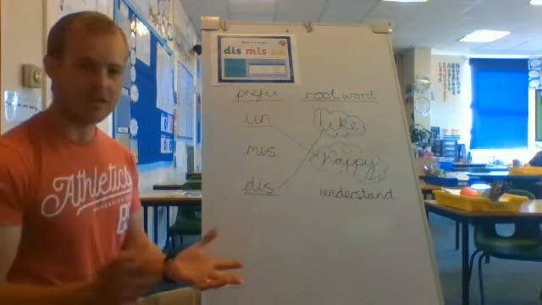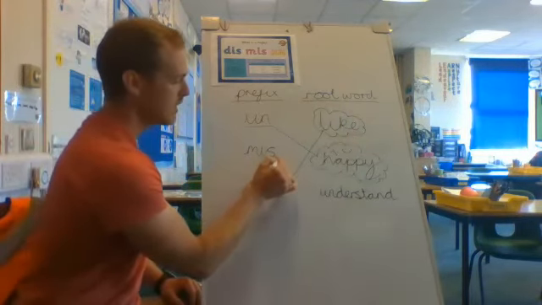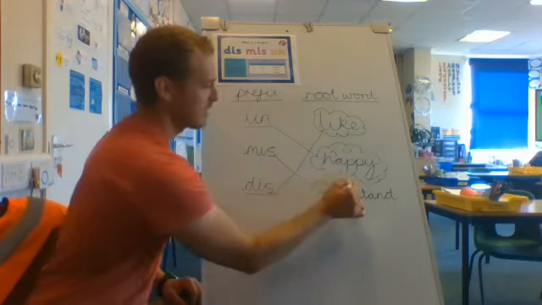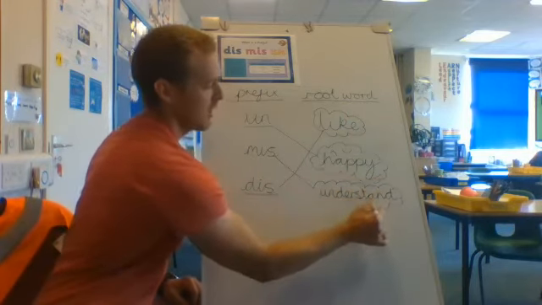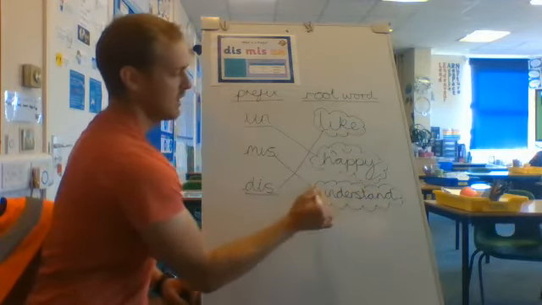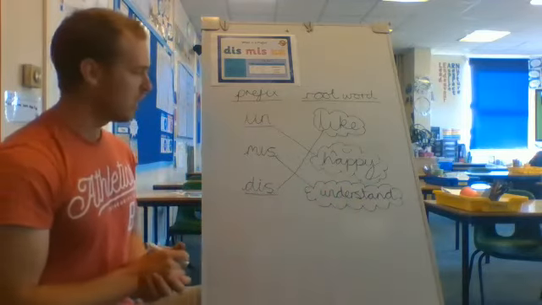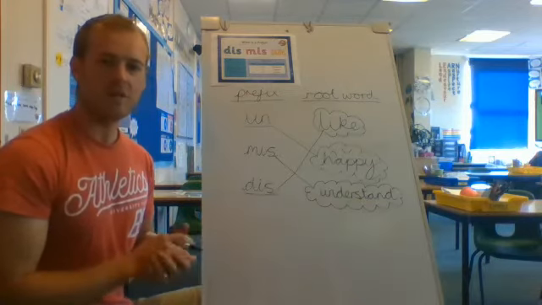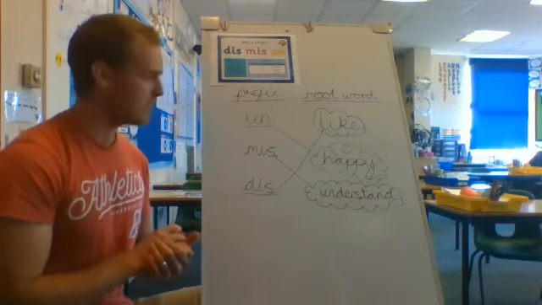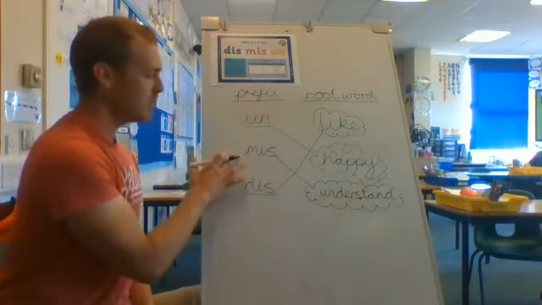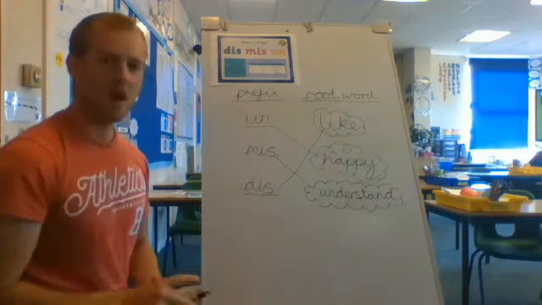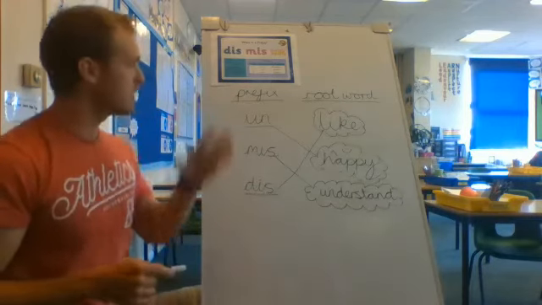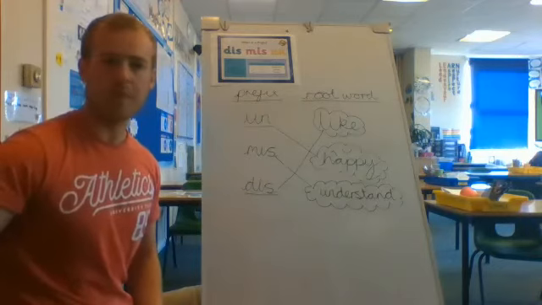Now last one, nice and easy, understand. So understand means to get the idea, and often means that you can explain it too. If you misunderstand it, it means that you don't understand it anymore, you're not quite sure. So, miss and dis. I hope this has helped you understand what these prefixes do to root words.